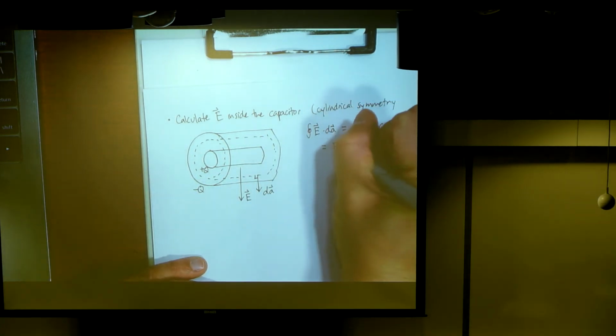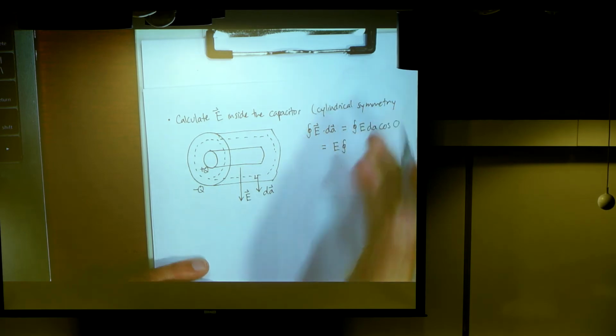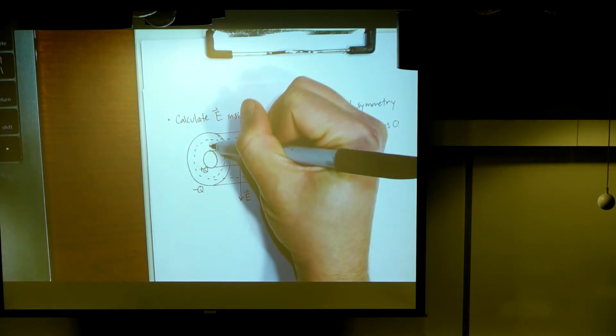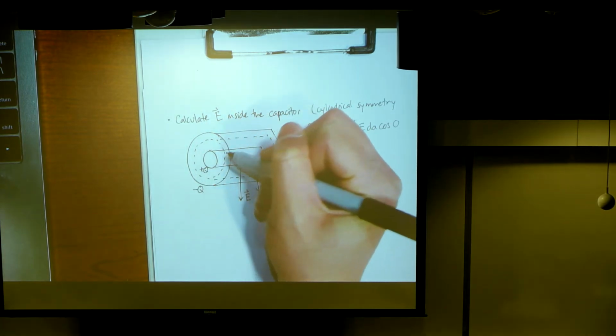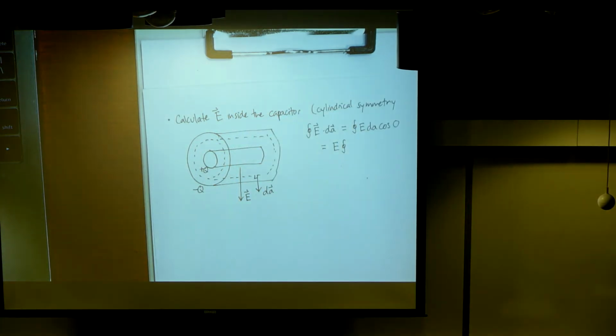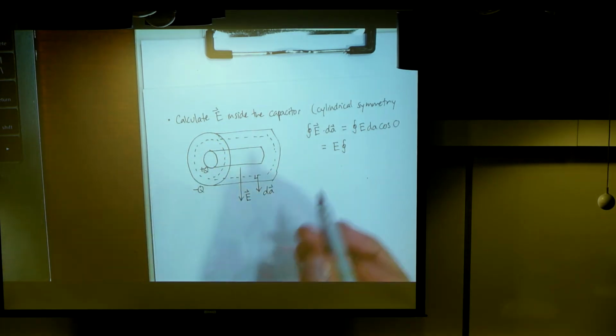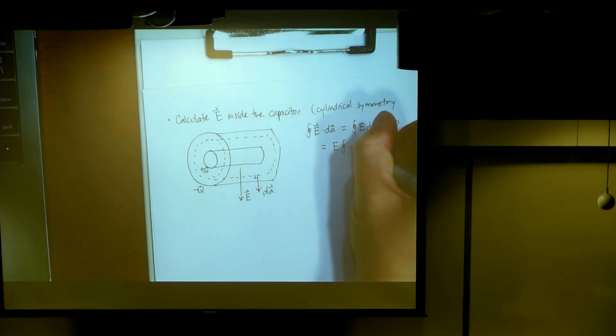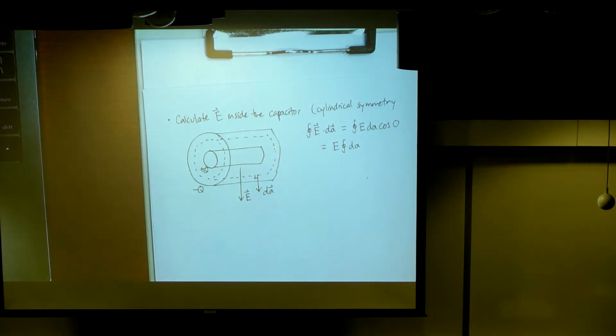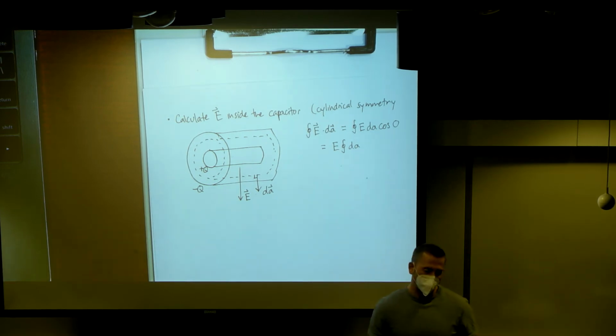Next move I can make is to realize that over this entire surface I drew, E has the same value. Because remember, E is only going to depend on how far away from the center we are. So at every single point along this surface, I'm the same distance from the center, so E should be the same value all across the surface. That's why I'm able to pull it out of the integral. It's a constant. And then that's multiplied by the integral of dA, which would just be the total area of that curved surface.